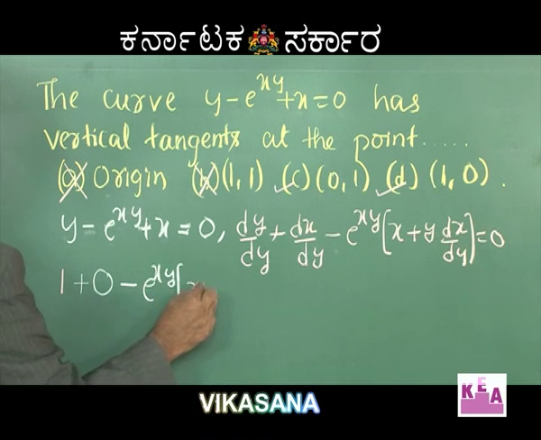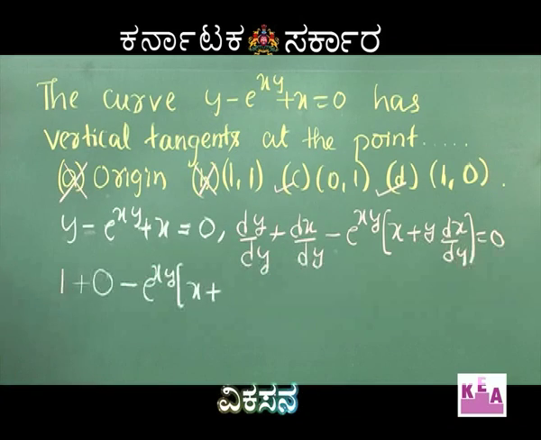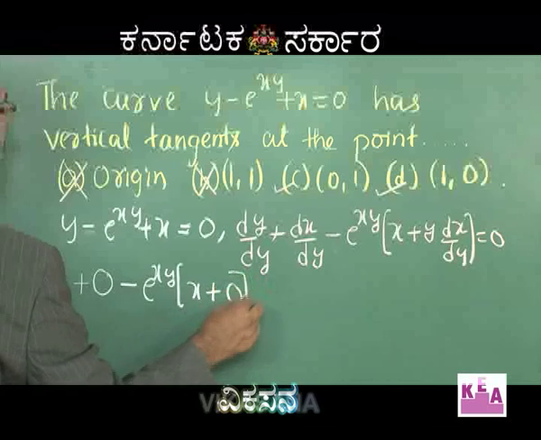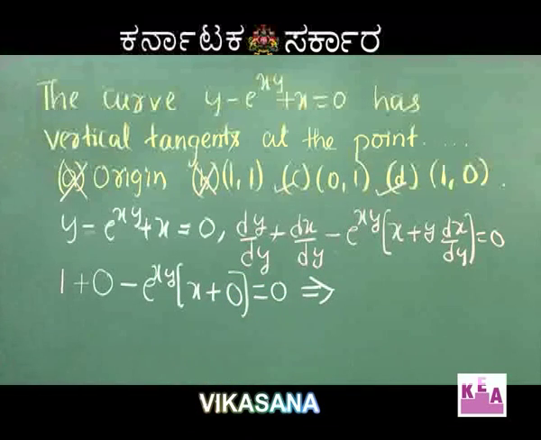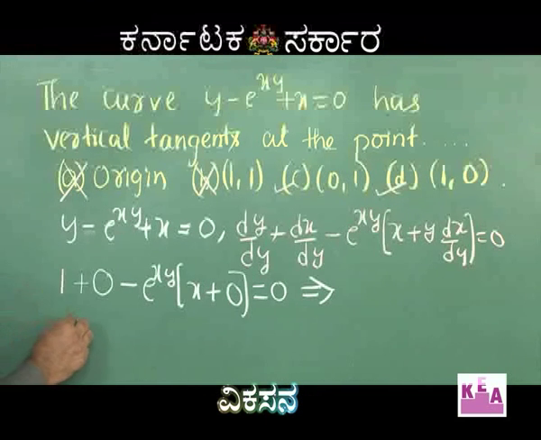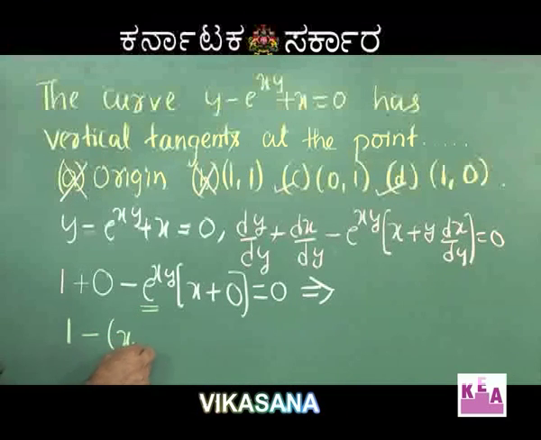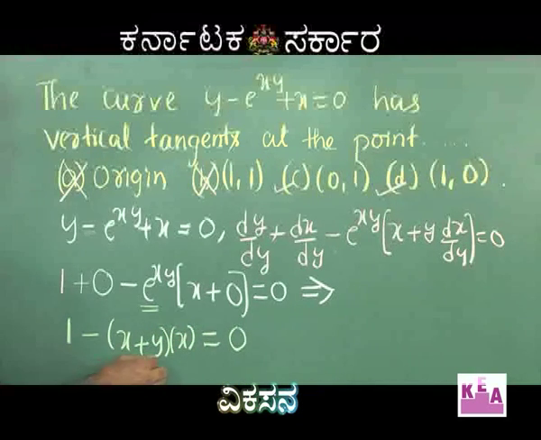This is into x plus y into dx by dy. dx by dy, I am making it as 0, is equal to 0. This implies that 1 minus, in place of this, I am writing x plus y into x is equal to 0. Where did you get this x plus y, dear students?